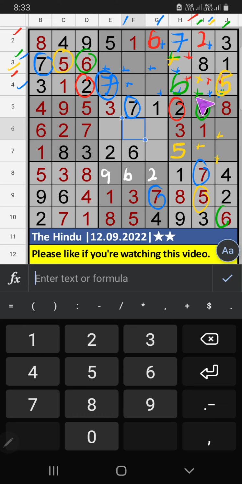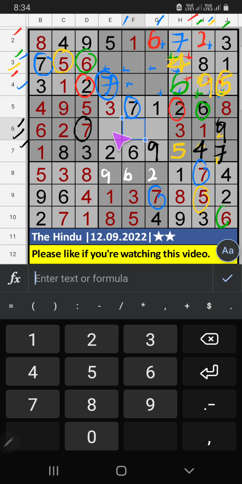Column H, only one number is remaining, 4. 4 is confirmed here. Third grid, only one number is remaining, 9. 9 is confirmed here. Column I, only one number is remaining, 4. 4 is confirmed here. Column J, two numbers are remaining, 7 and 9. Sixth row, we have 7. So 7 can't come in this cell, 7 is confirmed here. The 9 is here. Seventh row, only one number is remaining, 9. 9 is confirmed here.